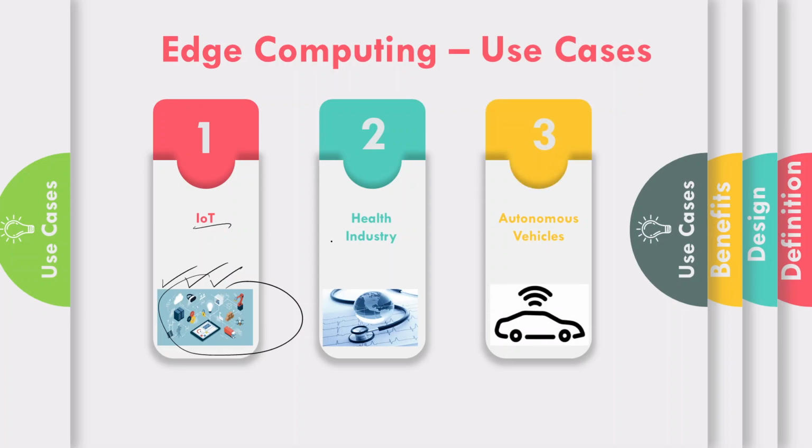Another use case is autonomous vehicles. These autonomous vehicles have a variety of sensors and they generate a huge amount of data. By processing that data closer to the autonomous vehicle itself, i.e. the edge, we can quickly process the data and ensure the safety of the autonomous vehicle, which would not have been possible if we sent this data all the way to the cloud.